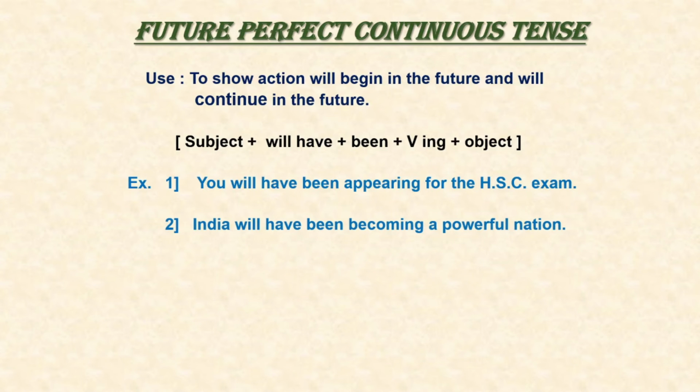Second one, India will have been becoming a powerful nation. Again, look at the structure. India will have been becoming. The structure is correct, but I told you that action will begin in future and it will continue in future. Such kind of imagination, thinking is almost impossible while speaking. So we rarely use it, but we should change into the tense using the formula.